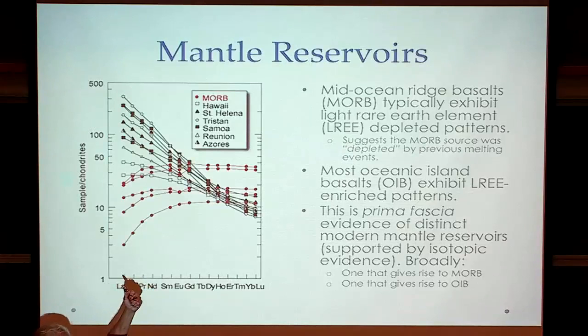Again, this is what we'd expect if we remelted mantle which had previously lost a melt, that melt having gone to create crust, either oceanic or continental. On the other hand, if we look at oceanic island basalts, they're typically light rare earth enriched to varying degrees. Hawaii, Reunion, Samoa, Tristan, St. Helena, another island in the South Atlantic, typically light rare earth enriched. Again, this is suggesting that we have distinct mantle reservoirs. Broadly, one reservoir that gives rise to mid-ocean ridge basalts, one that gives rise to oceanic island basalts.